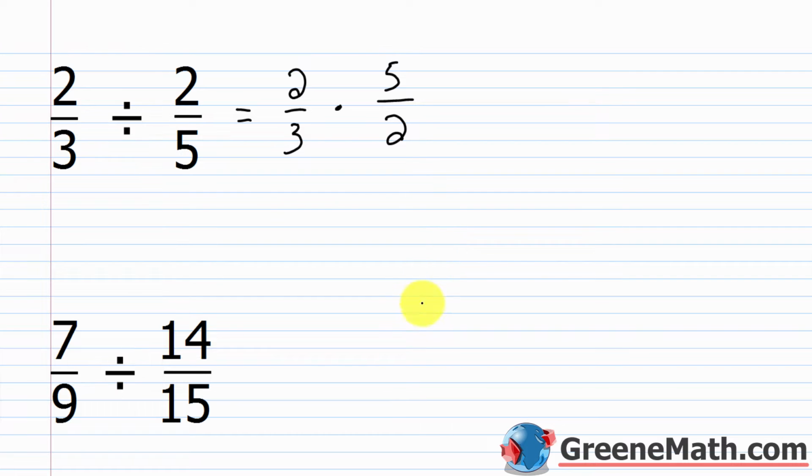Now once I've done that, all I do is multiply. So I can see that I can cancel a common factor of 2 between here and here. So I'll put this as a 1 and this is a 1. And now I just multiply 1 times 5, that's 5, over 3 times 1, that's 3. So this is going to be 5/3.